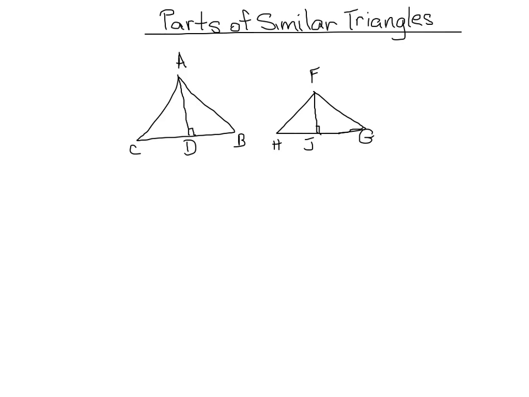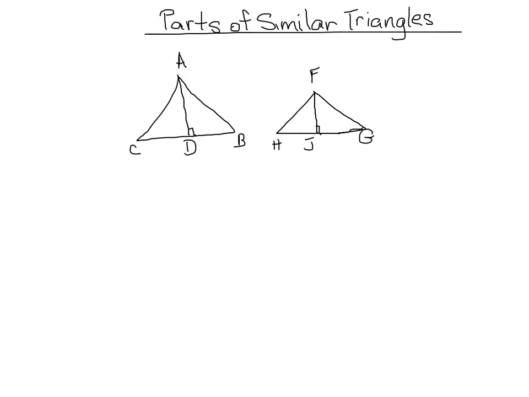If you don't remember what an altitude is, I'll remind you briefly. It's a line going from one vertex of our triangle to the opposite side, and it meets that opposite side at a right angle. Okay, so our altitudes are also proportional to the corresponding sides. So I'll show you what I mean right now.